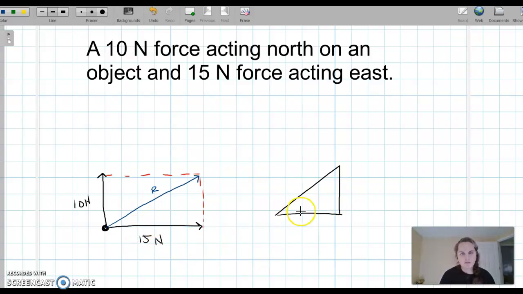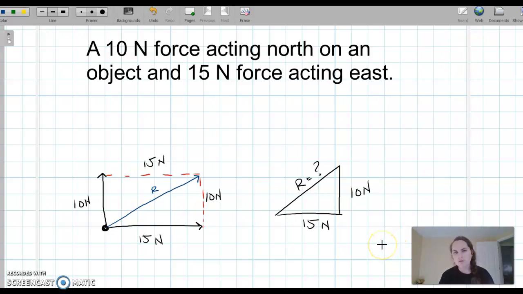And our base is equal to 15 newtons. And because we drew that rectangle, we know that the long side is equal to the long side, and that short side is also equal to that short side. So I know that this side right here is 10 newtons. Okay, so this would be my hypotenuse, or R.